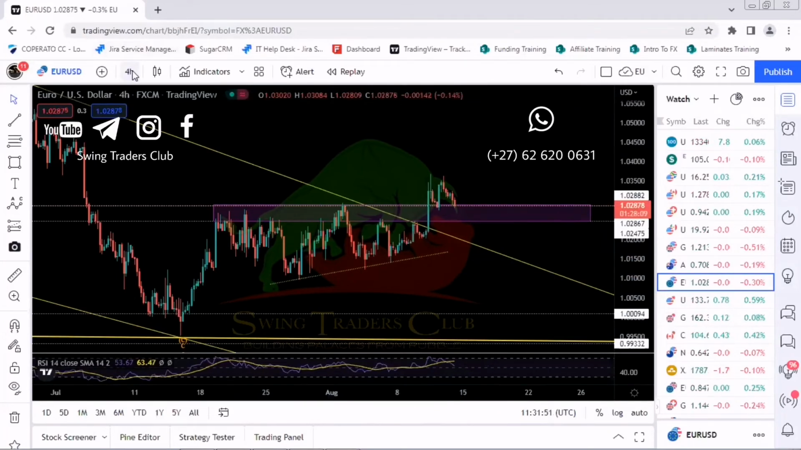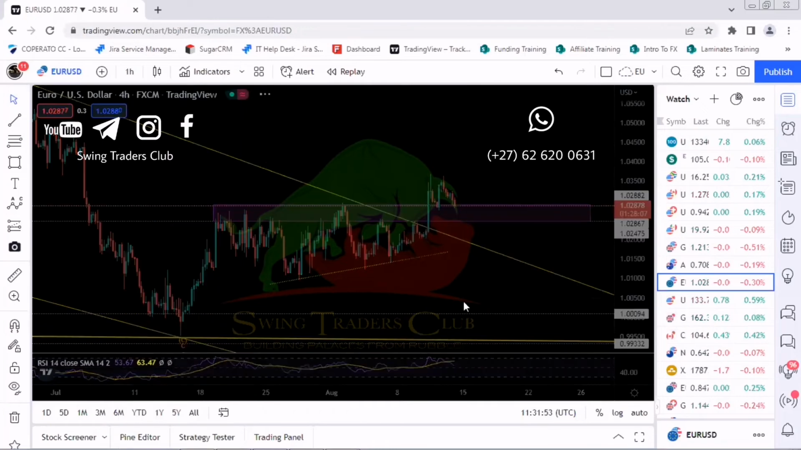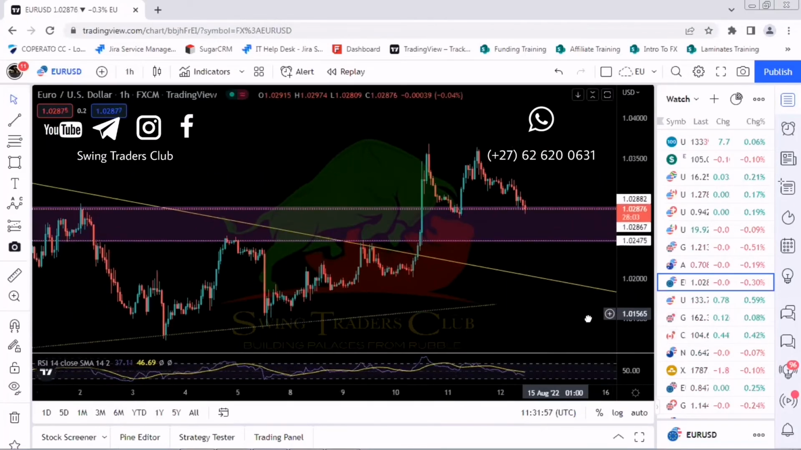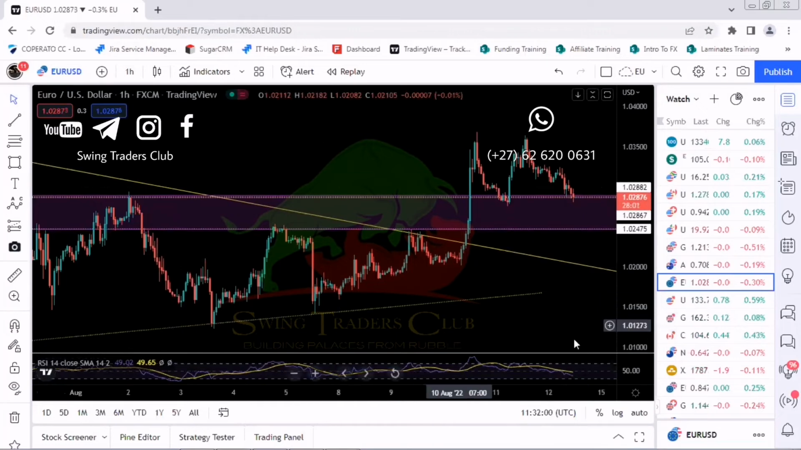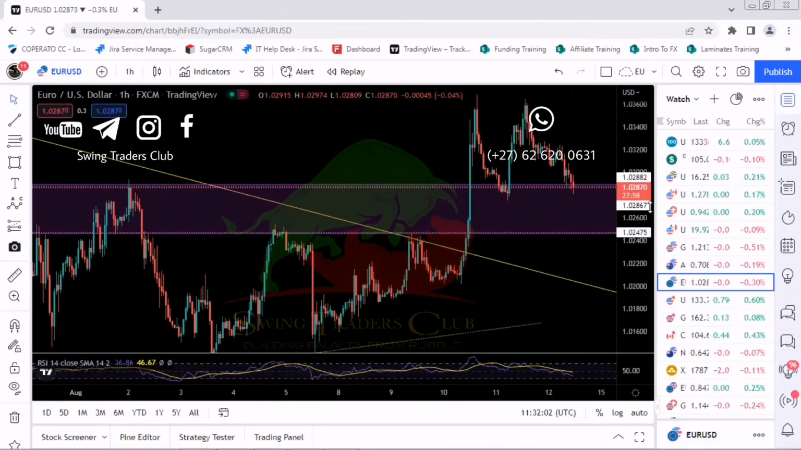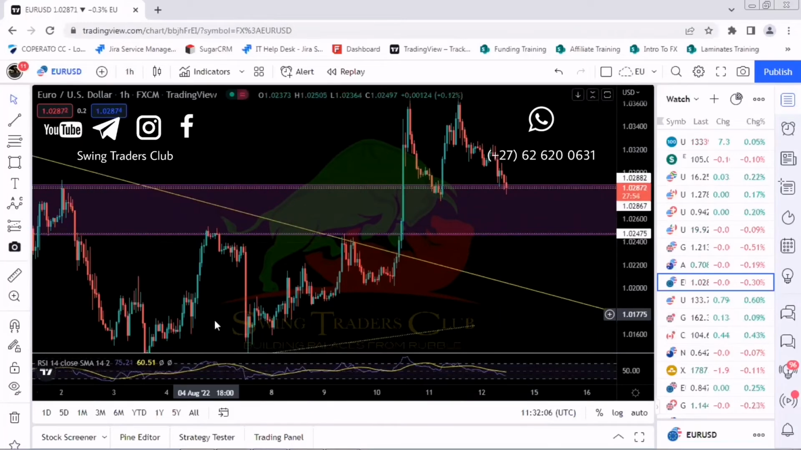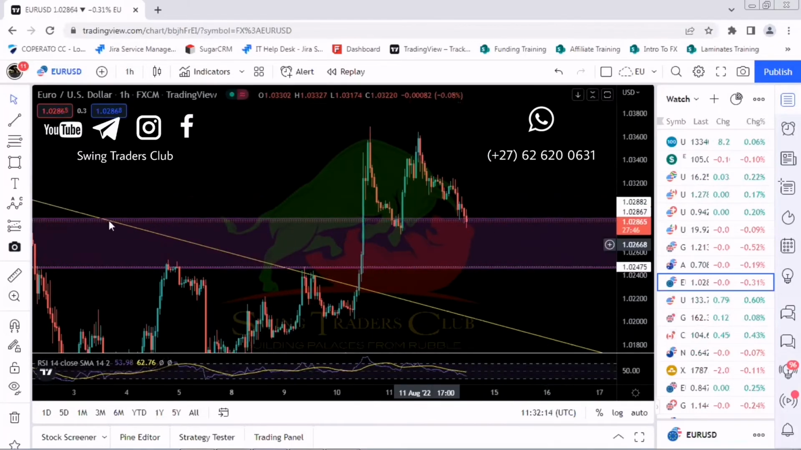Now I'm going to my 1 hour. The same applies on my 1 hour. On my 1 hour, I'll check again: what is happening now? What is happening here? We have an impulse, and then there's this correction. So like I said, in this zone is where you're looking to buy.